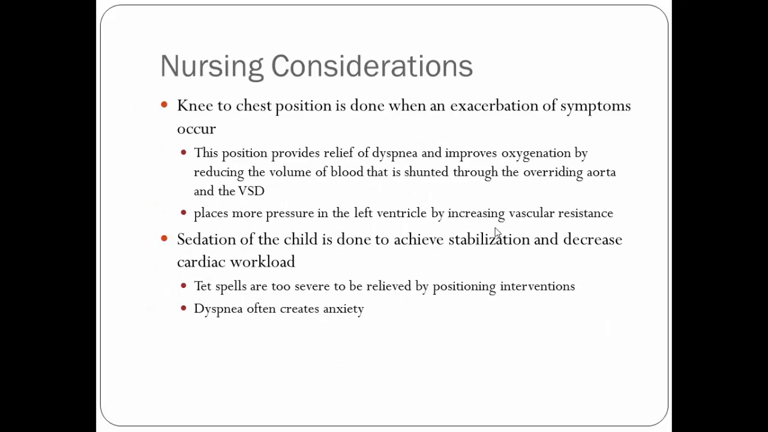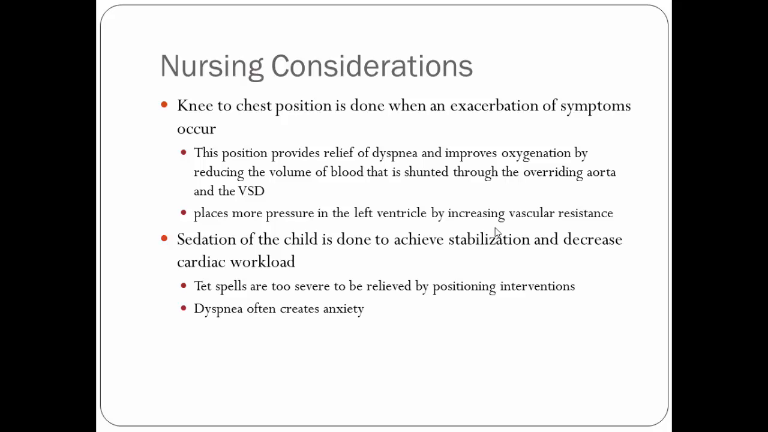The knee to chest position is done when an exacerbation of symptoms occurs. This position provides relief of dyspnea and improves oxygenation by reducing the volume of blood that is shunted through the overriding aorta and the VSD. And the VSD places more pressure in the left ventricle by increasing vascular resistance.